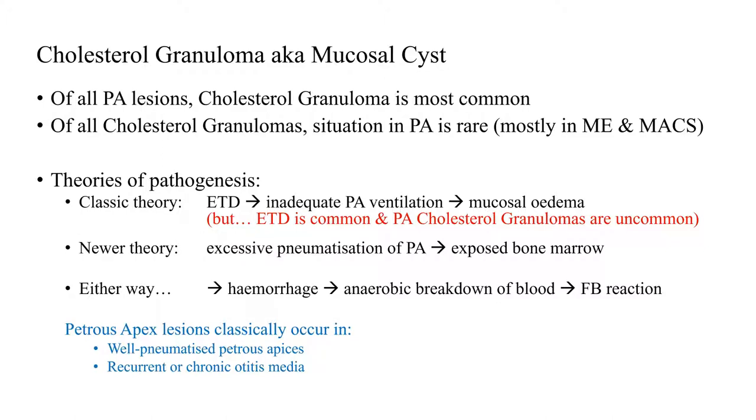The classical theory is that there's eustachian tube dysfunction causing inadequate Petrous apex ventilation, resulting in edema of the mucosa, which has a final common pathway of hemorrhage from the mucosal edema and an anaerobic breakdown of the blood and foreign body reaction. The problem with that classical theory is eustachian tube dysfunction is really common, and Petrous apex cholesterol granulomas are quite uncommon. So the newer theory says that it may be from excessive pneumatization of the Petrous apex, which exposes marrow in the area, and the exposed marrow is more friable and prone to hemorrhage.